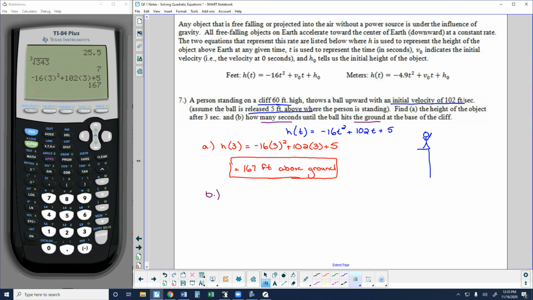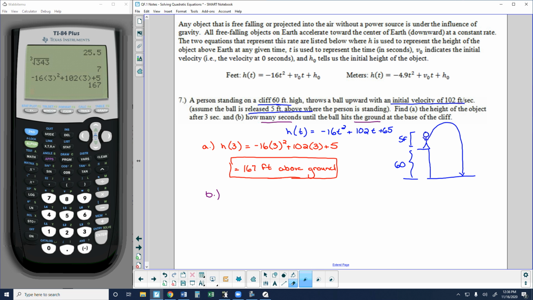So the ball goes from his hand and goes this way down to the ground. Okay, so what I didn't account for in the first problem is that the cliff is 60 feet high, and then the ball is another 5 feet high. So I made a mistake here. My initial height should not just be 5. It should be the height of the cliff plus the height of the individual. So it should be 65 feet.